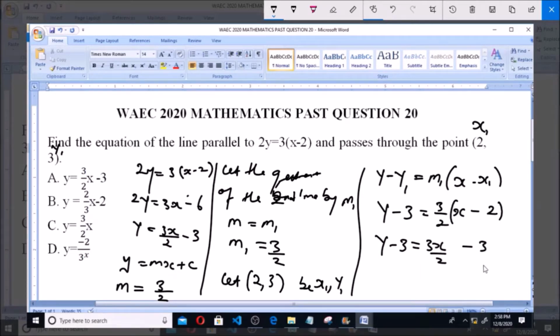So let's take this 3 to the other side. We'll have y is equal to 3x over 2 minus 3 plus 3. Therefore y is equal to 3x all over 2. And that is the answer to this question, and that is option C.